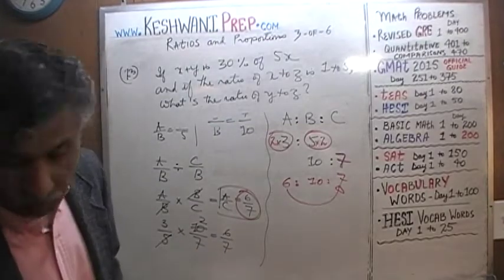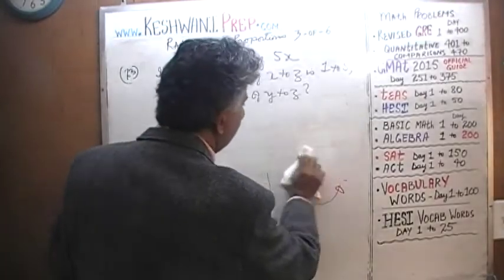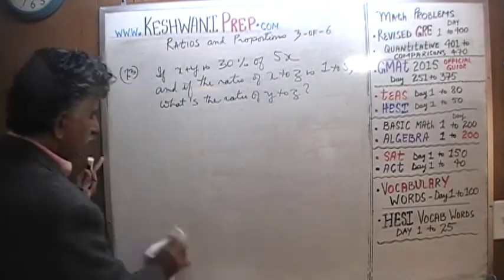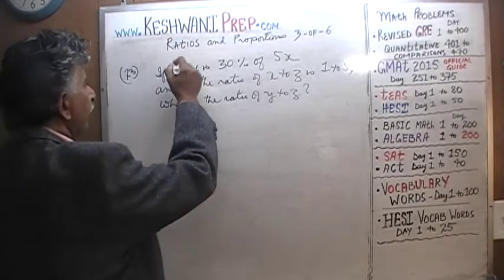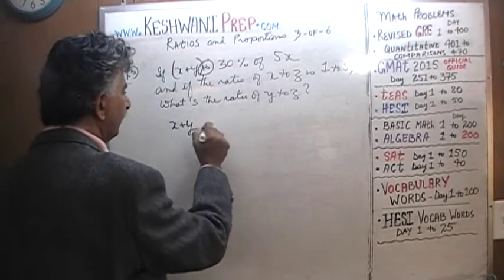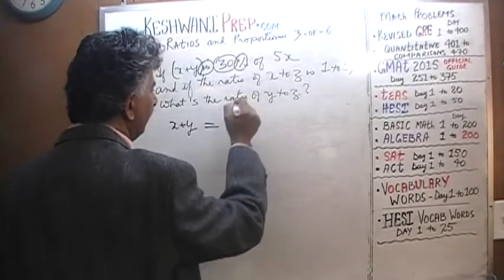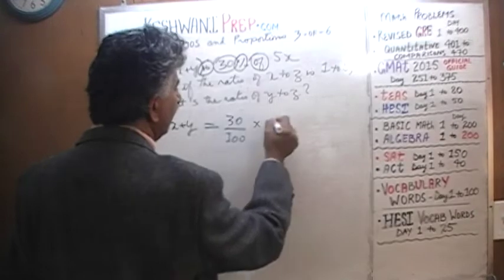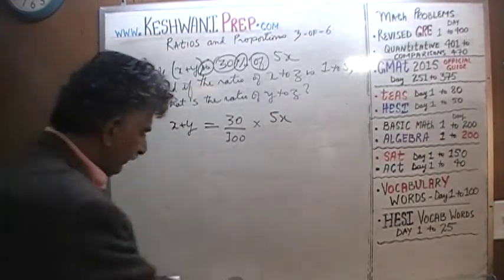Do it yourself. Pause the video and do it yourself. Pause the video immediately, without my having to say it every time, as I told you before. Do it yourself. So here we go. So here's our first equation. We know x plus y equals 30 percent, percent means over 100, of means times, and here is our 5x. So let's get going, see what we can do here.